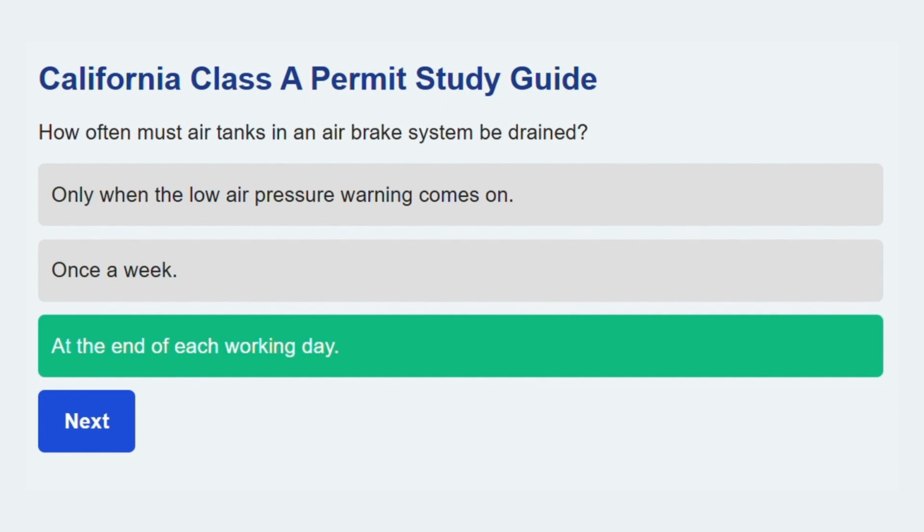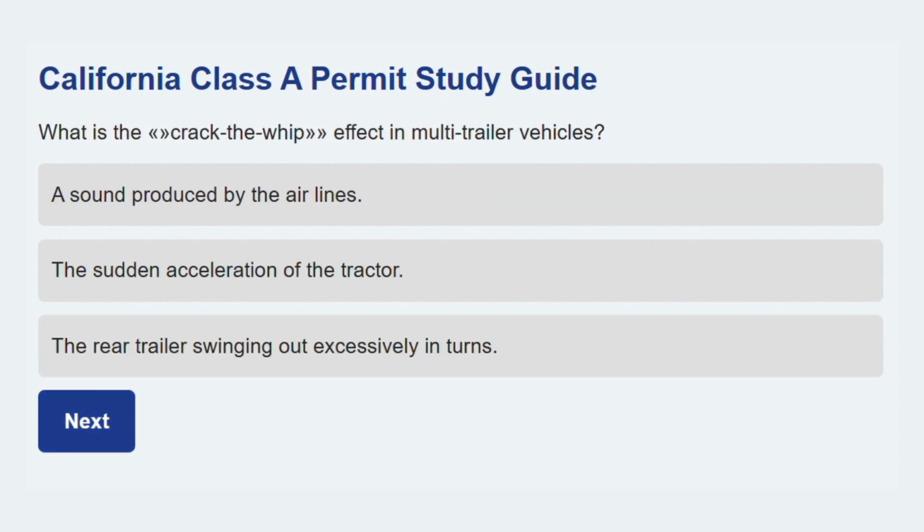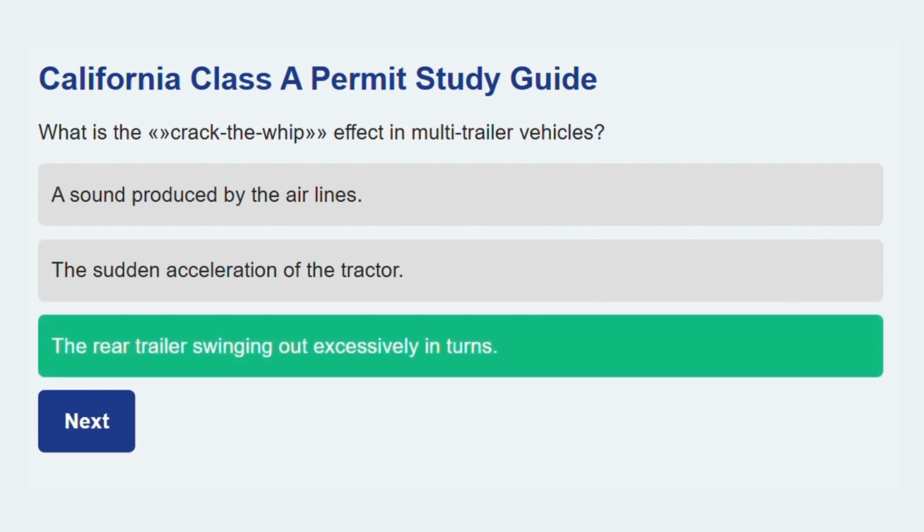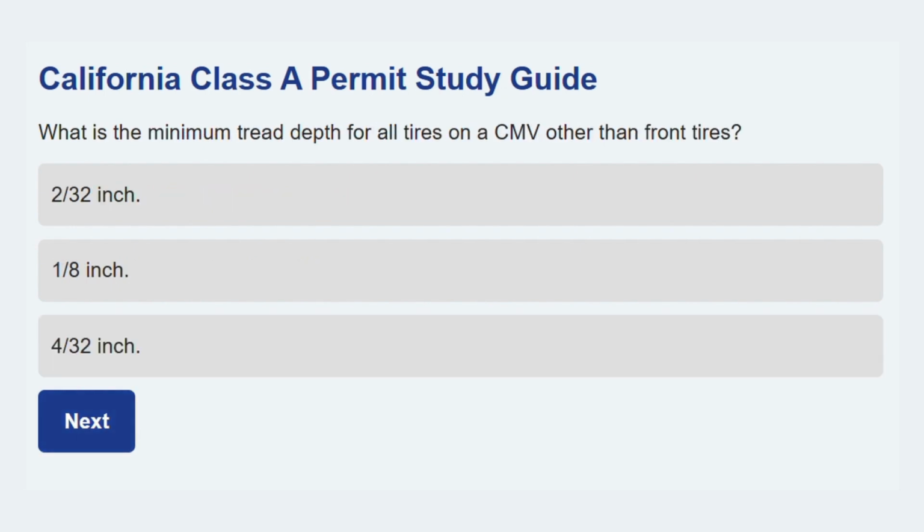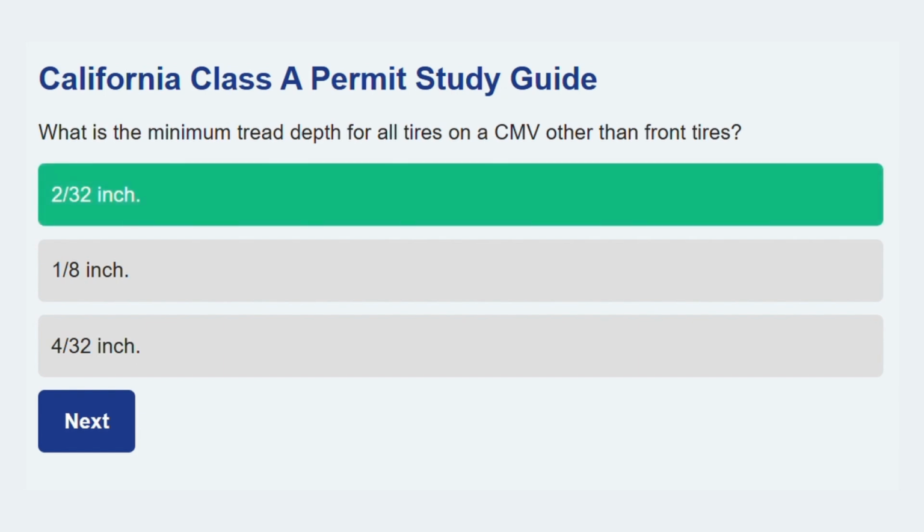Moving forward, what is the crack the whip effect in multi-trailer vehicles? The rear trailer swinging out excessively in turns. This dangerous effect can lead to rollovers or striking other vehicles. Let's consider the next one. What is the minimum tread depth for all tires on a CMV other than front tires? 2/32 inch. This ensures adequate traction for braking and stability.